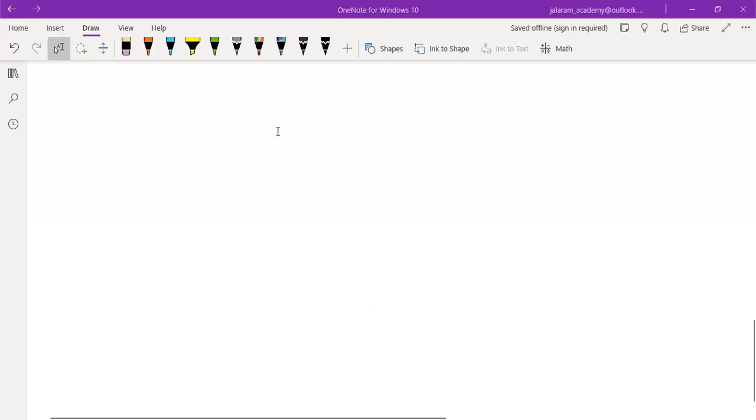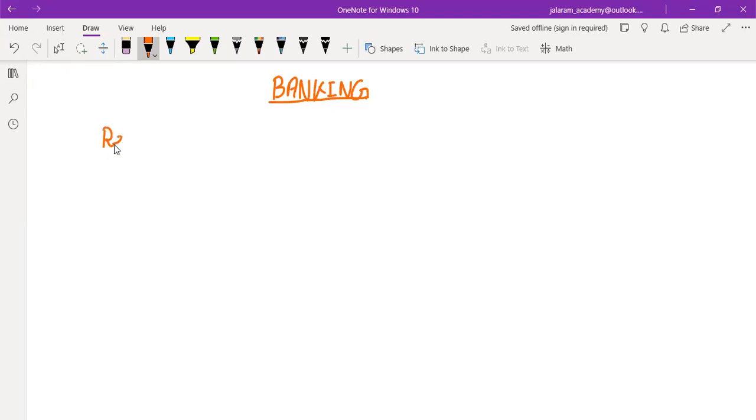Now we will discuss a short topic of arithmetic, commercial arithmetic, banking. In the ICSE course, only recurring deposit is added and the rest is removed. So we will discuss recurring deposit.